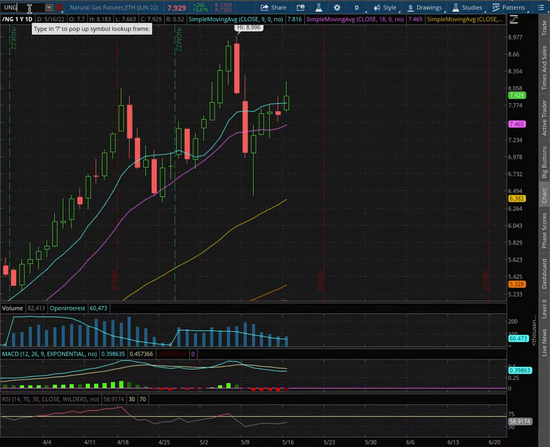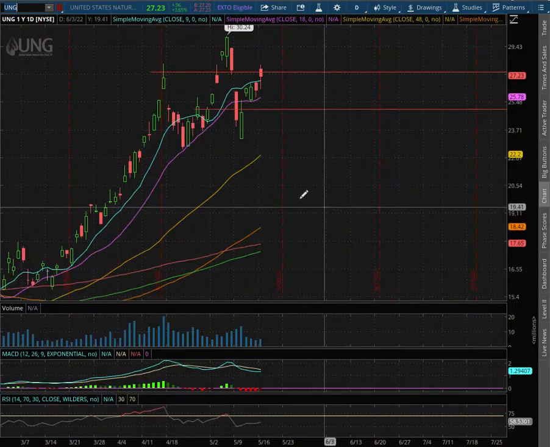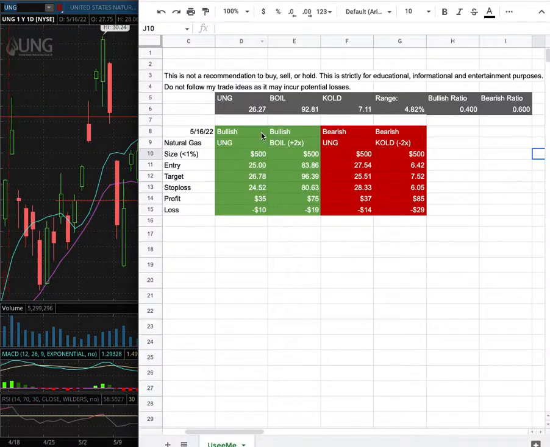As with the trade idea, I'll be trading UNG. My trade position size is less than 1% of my portfolio. My long entry is at $25, and that is this range here. My sell target is at $26.78. My stop loss is at $24.52.